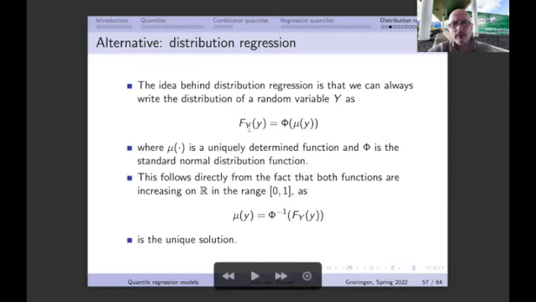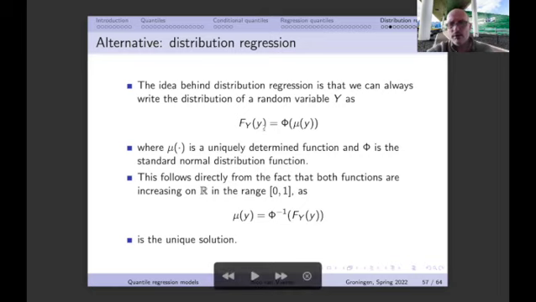Now we should realize that it's always possible to write this in another form. We can always write this as Φ, where Φ is the standard normal distribution function. So the distribution function looks like this, a famous form that you actually know about. In addition, that standard normal distribution function is evaluated not in y, but in another function, μ(y), and μ is a uniquely determined function.